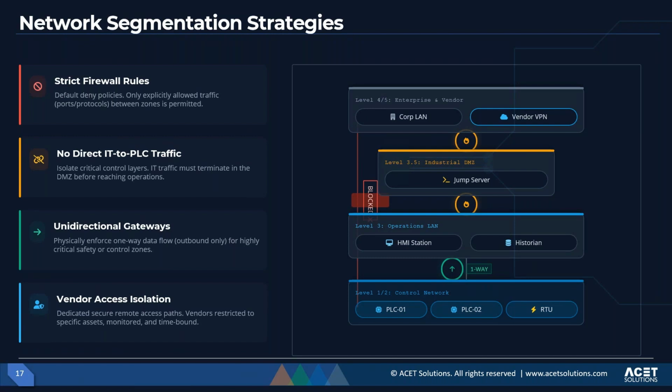So overall, segmentation ensures that each part of the ICS network is contained, controlled, and protected, significantly reducing the possibility that a single point of compromise can spread throughout the system.